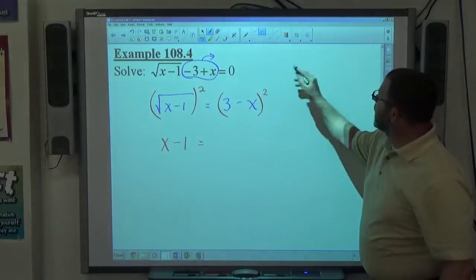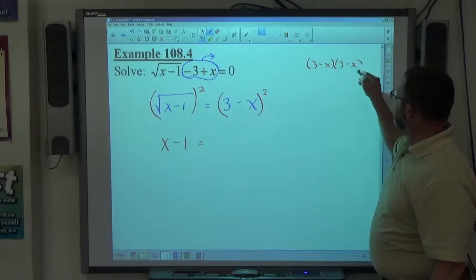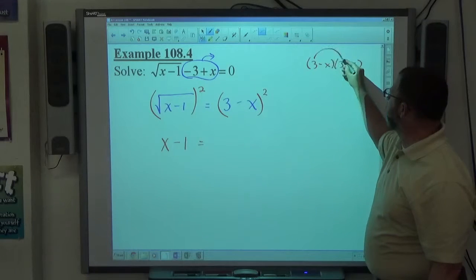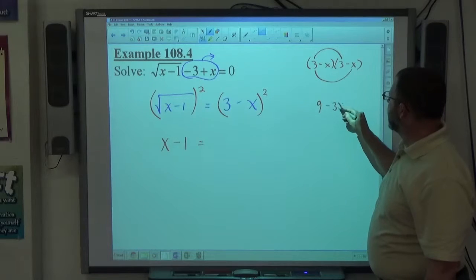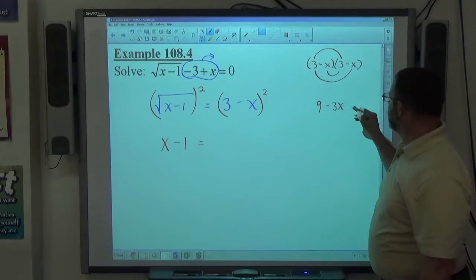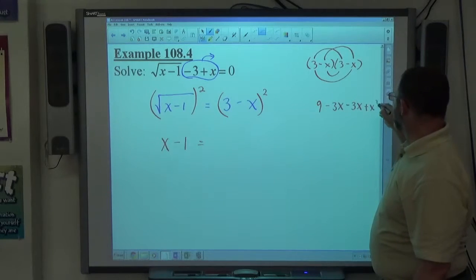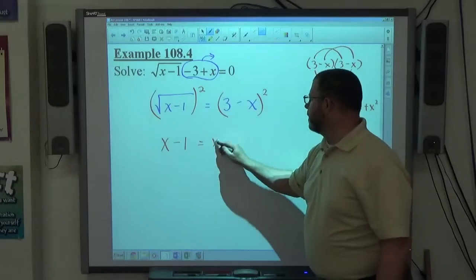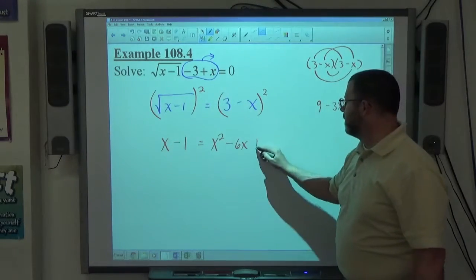Okay, so I'm going to take that over here real quick. 3 minus x squared looks like that. And if I'm doing a binomial times a binomial, I have to FOIL it. 3 times 3 is 9. 3 times negative x is negative 3x. Negative x times 3 is negative 3x. Negative x times negative x is positive x squared. So this binomial squared becomes x squared minus 6x plus 9.